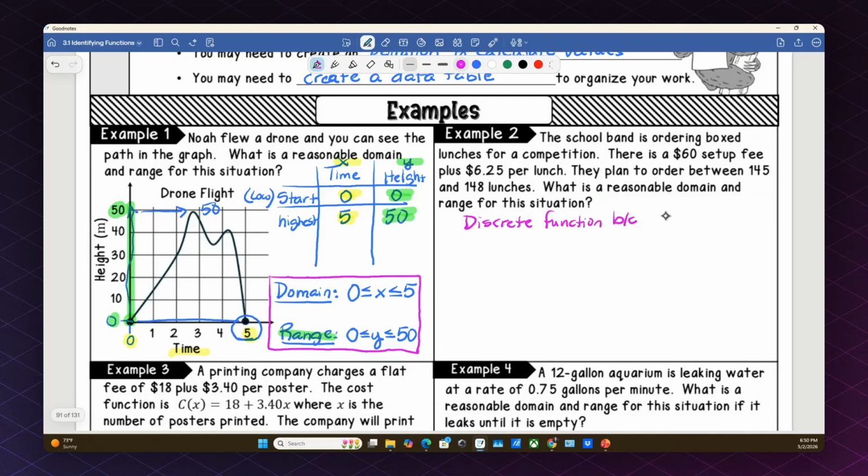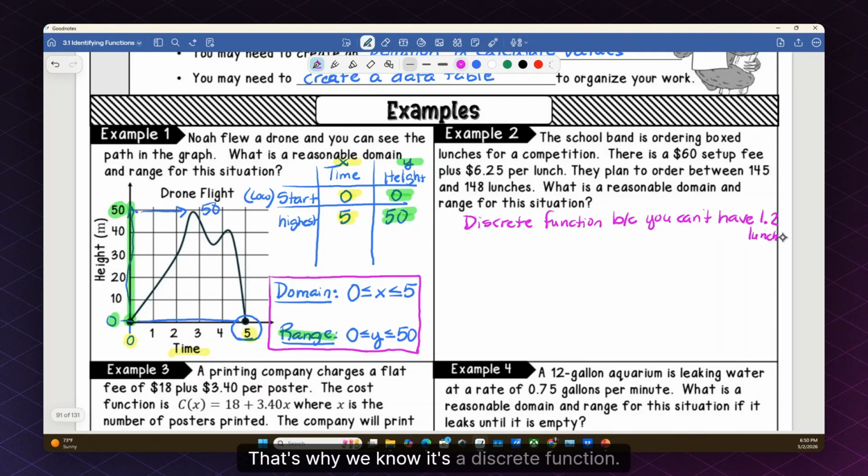Because you can't have 1.2 lunches. Okay, so that's why we know it's a discrete function. We have to stick only to those numbers that it gave us. So let's go ahead and think about what it gave us.